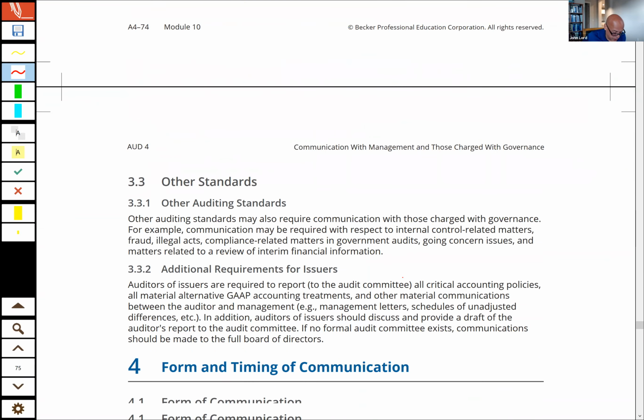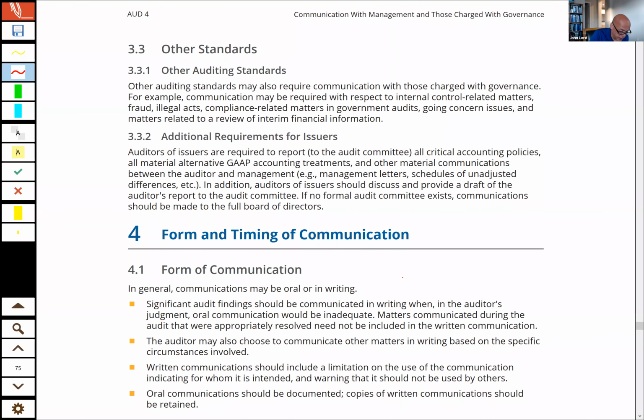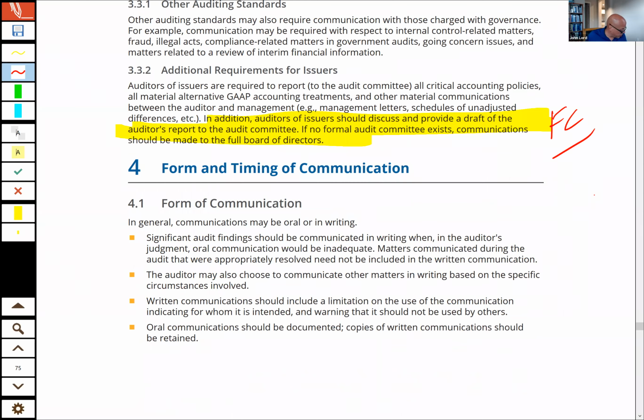Okay, good. Additional requirements for issuers. In addition, auditors of issuers should discuss and provide the draft of the auditor's report prior to its issuance. And I thought about that today. I'm like, really? Is that right? And I'm like, yeah, okay. Why should there be a surprise that those charged with governance don't know that there's going to be some sort of qualification or something until it's published? Yeah, I would share that draft with them, make sure they're aware of that. That's what we're required to do, and so I would do it. It seems reasonable. Okay, all right, good.